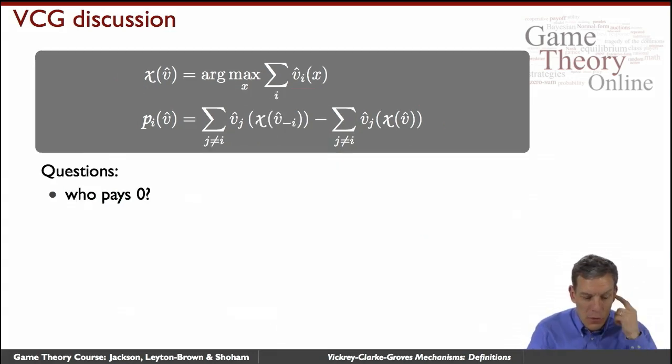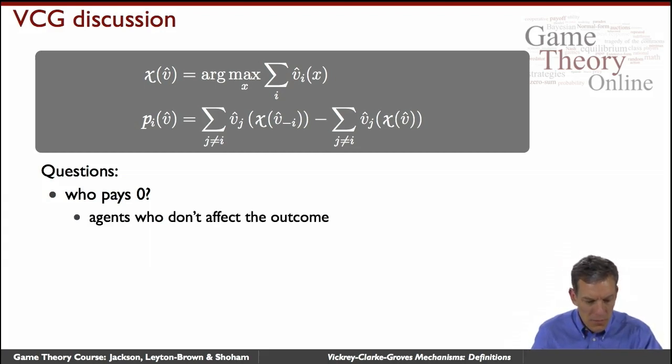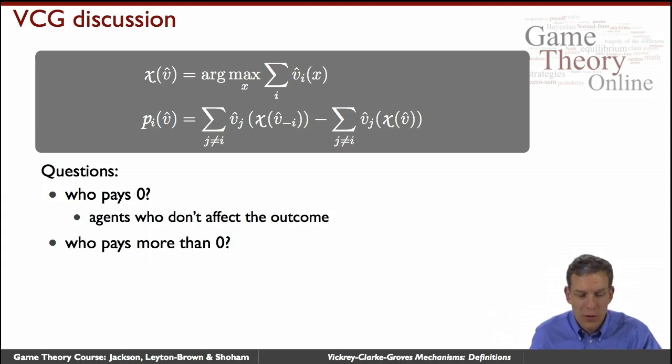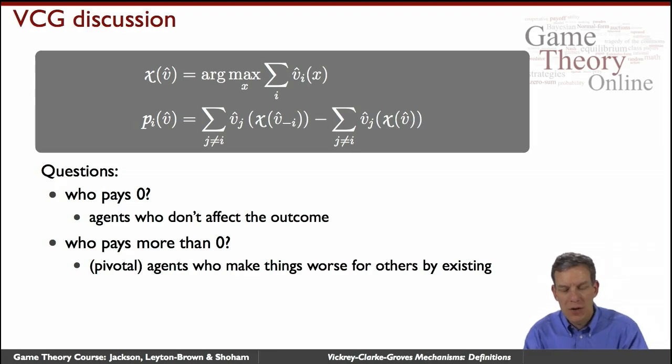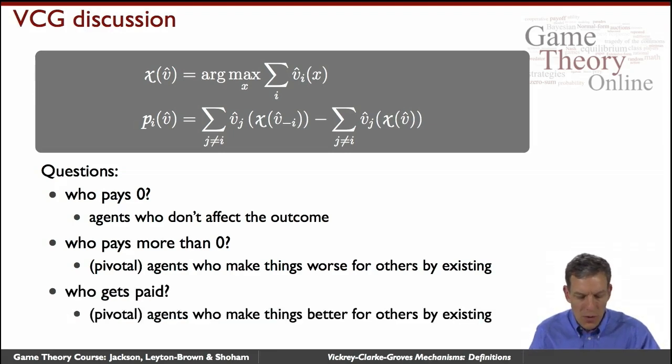Okay. Who pays zero in this world? Well, people who end up not affecting the outcome at all. So their presence or non-presence, their announcement of their utility function, didn't affect things overall. Okay. So who pays more than zero? Pivotal agents who make things worse by existing. So there are situations where the fact that they existed actually changed the outcome in a way that made the other individuals worse off.